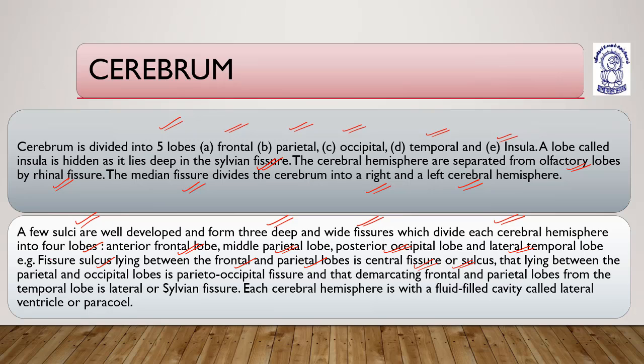That lying between the parietal and occipital lobes is parieto-occipital fissure, and that demarcating frontal and parietal lobes from the temporal lobe is lateral or sylvian fissure. So sylvian fissure or the lateral fissure basically demarcates the frontal and parietal lobes from the temporal lobe.